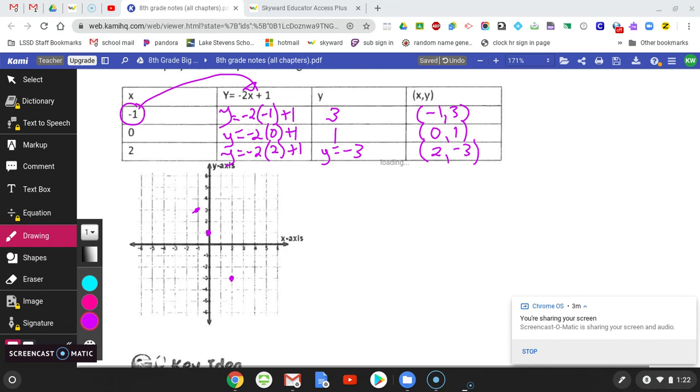When I connect them, it should make a straight line. Sorry, it's hard to draw on the computer screen. Should make a straight line. If it doesn't, then you've done a calculation wrong somewhere. If it is a linear equation, it has to be a straight line.